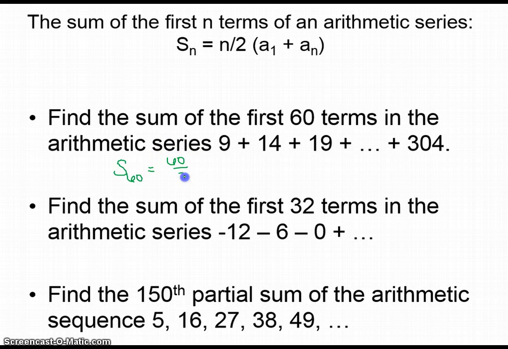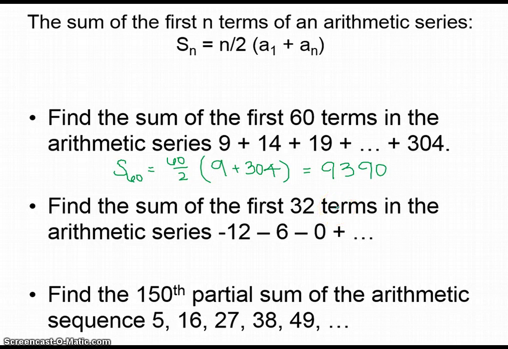So if I want the sum of the first 60 terms, then S sub 60 equals 60 over 2 times first term plus 60th term. And since they have this dot, dot, dot, and then the 304, I know from that this is my 60th term. So 9 plus 304, and then times 30 is 9,390. So if I added the first 60 terms, this would be my answer.